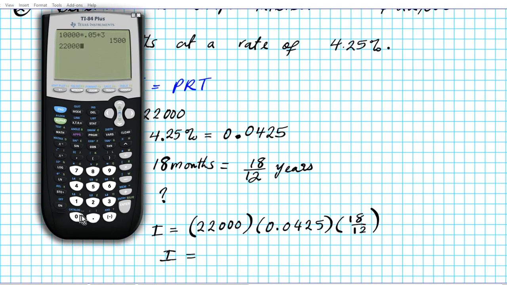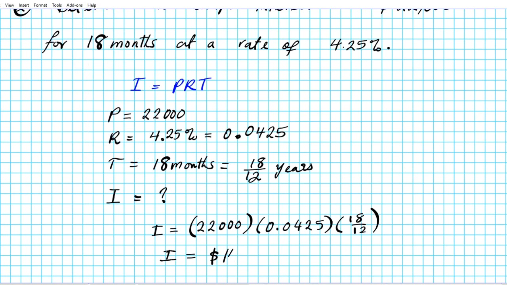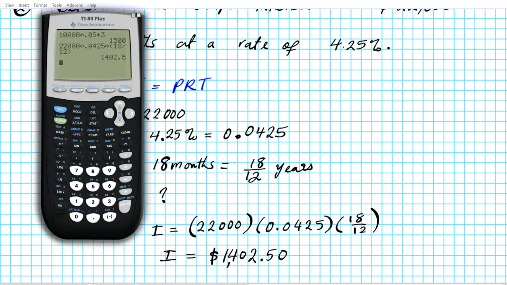So we have 22,000 times 0.0425 times, let's enter our fraction with parentheses, 18 divided by 12. And our simple interest is $1,402.50. So it's 1,402 and 50 cents. Okay?